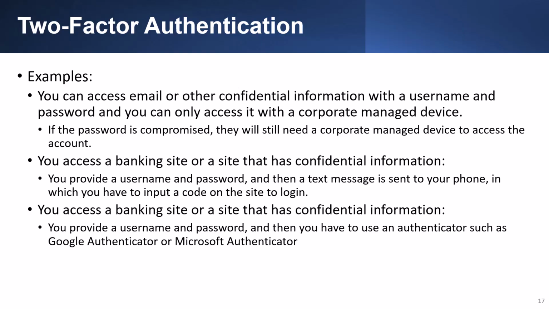You access a banking site or a site that has confidential information. You provide a username and password, and then a text message is sent to your phone in which you have to input a code on the site to log in. Or you access a banking site or site that has confidential information, provide a username and password, and then you have to use an authenticator such as Google Authenticator or Microsoft Authenticator.